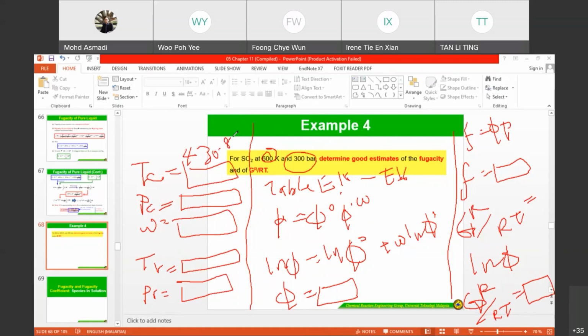Oh, sorry, doctor. T divided by TC, okay? Or you do TC divided by T. I wrote 300, a careless mistake. So your answer is going to be 1.353. And this one, 3.805. Okay. And please determine phi naught and phi prime.